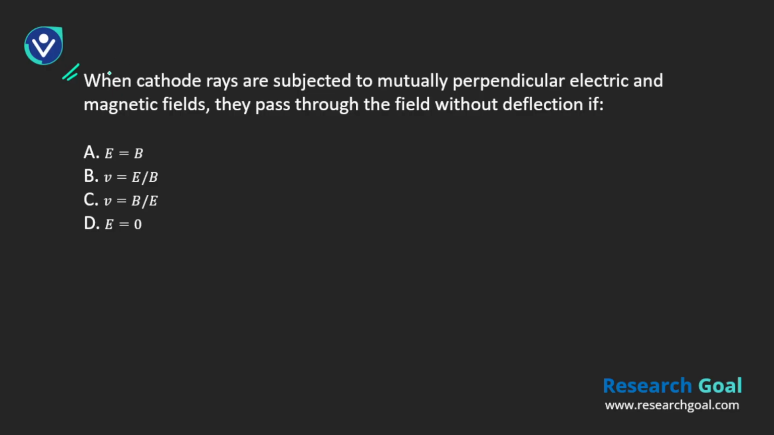All right, moving to the next one. When cathode rays are subjected to mutually perpendicular electric and magnetic fields, they pass through the field without deflection if: option A, E is equal to B, electric field is equal to magnetic field. Option B, V is equal to E upon B. Option C, V is equal to B upon E. Option D, electric field is 0, E is equal to 0.